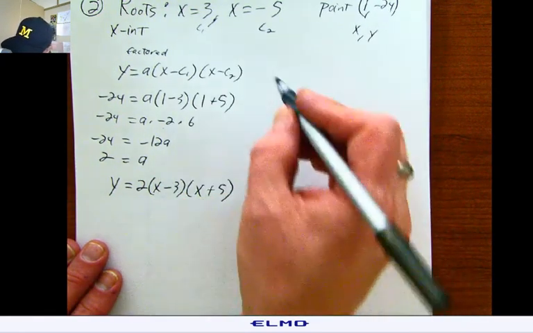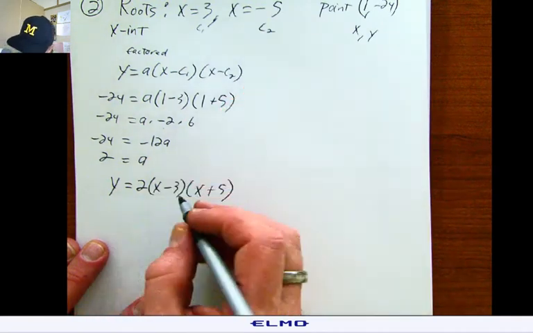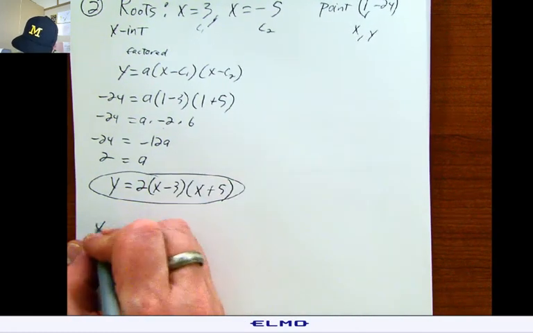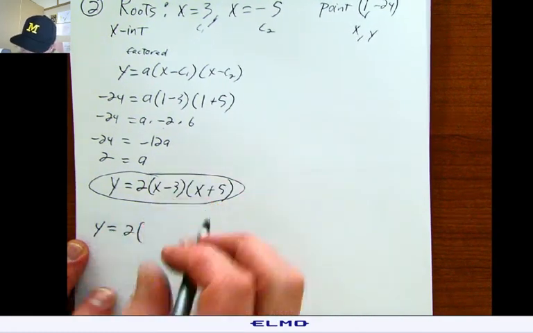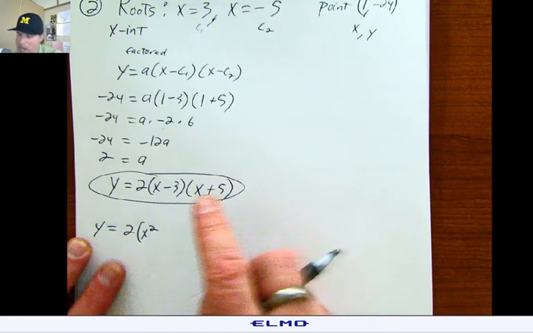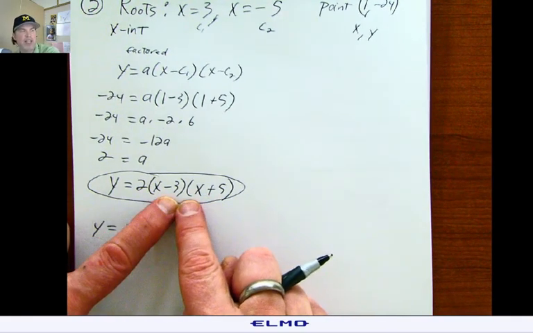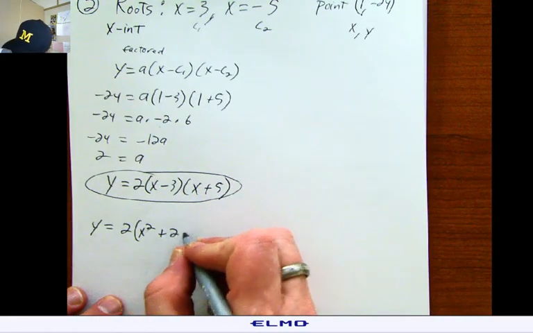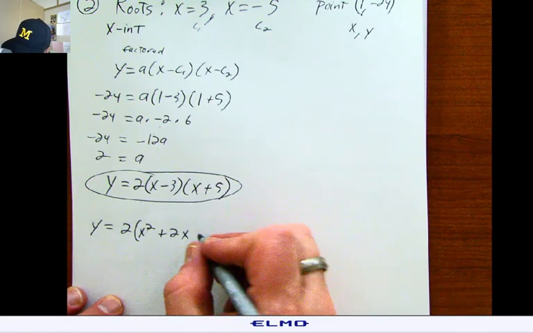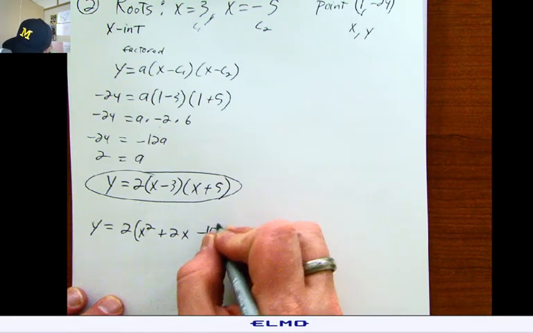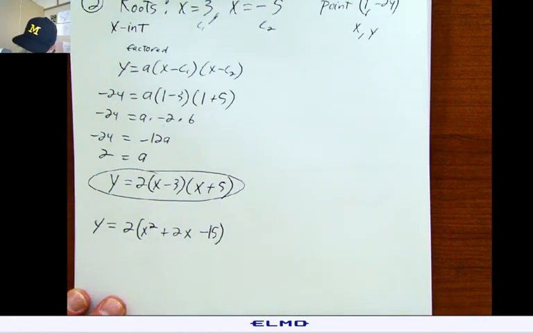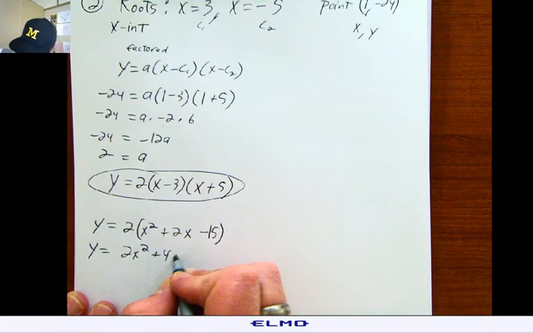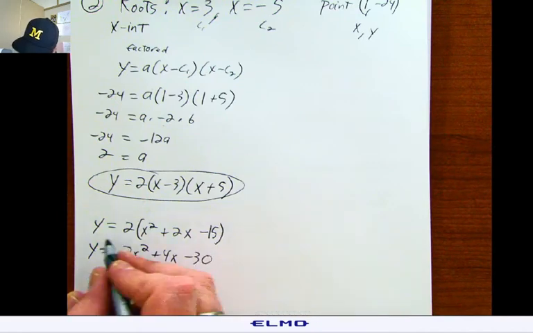Next form would be working into standard form. So I'd start off by foiling these two together. X times x is x squared. Outers is 5x. Inners is a negative 3x. 5x minus 3x, that's 2x. So plus 2x. And then negative 3 and 5 is negative 15. And then distribute the 2, and I end up getting 2x squared plus 4x minus 30. Standard form.